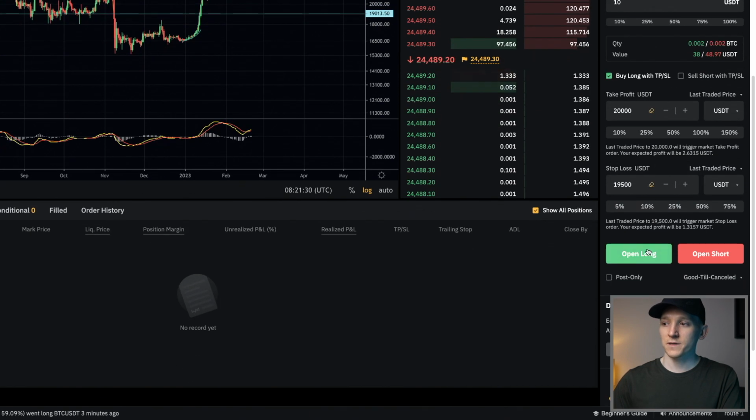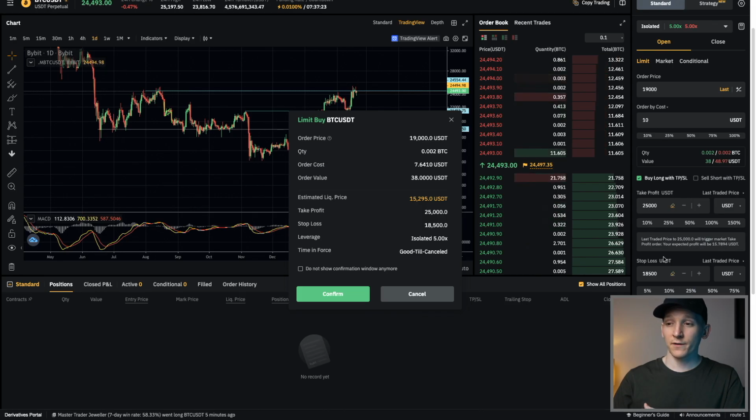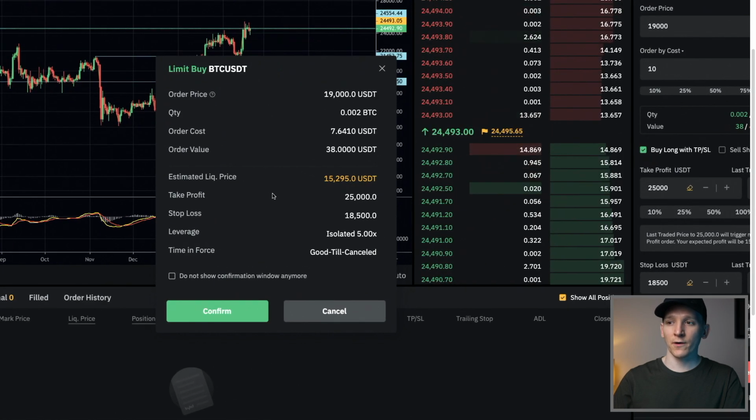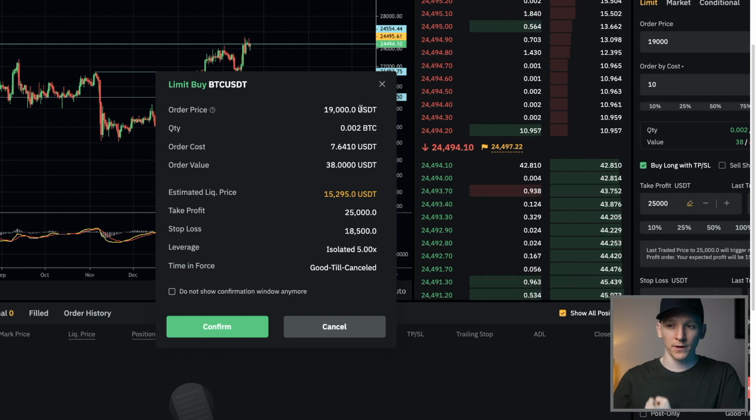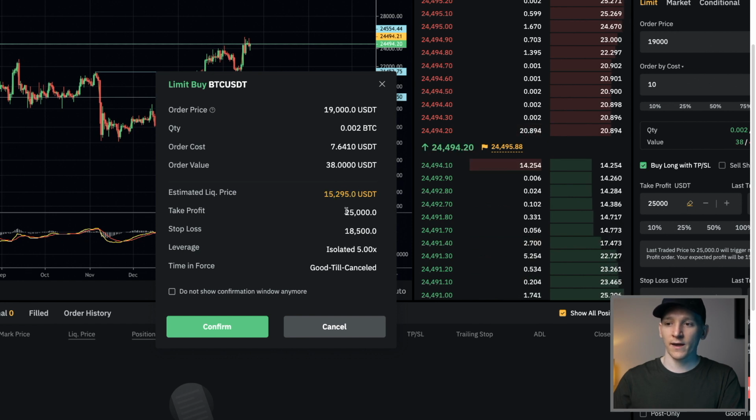So I've got this limit order in here with the take profit and stop loss at 19,000 price. So I'm just going to click open long right here. It does give you a preview of the order by default. So let's go through this. The order price is 19,000. That's our limit order that we want to go long at. We have the quantity and the order cost and value, the liquidation price, as you can see right here, and then our take profit and stop loss.